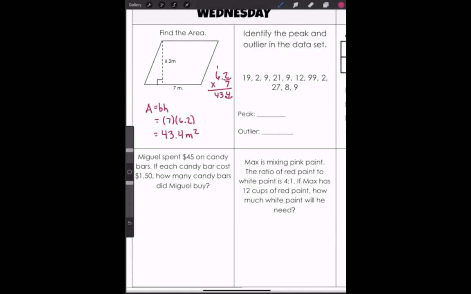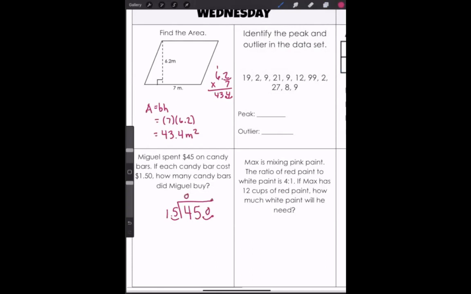Let's look at Miguel. Miguel spent $45 on candy bars. Each candy bar cost $1.50. How many did he buy? So that means we're taking the total that he spent and we're dividing it. And I don't need that 0 on the end, so I'm just going to leave that off because it's going to make my problem easier. I do have to do slide, raise the roof, and add in a 0 there.